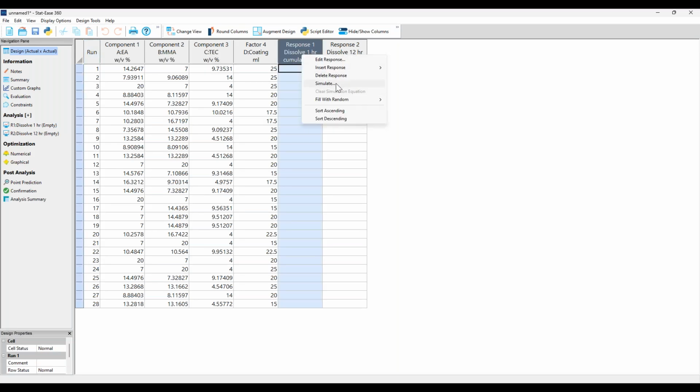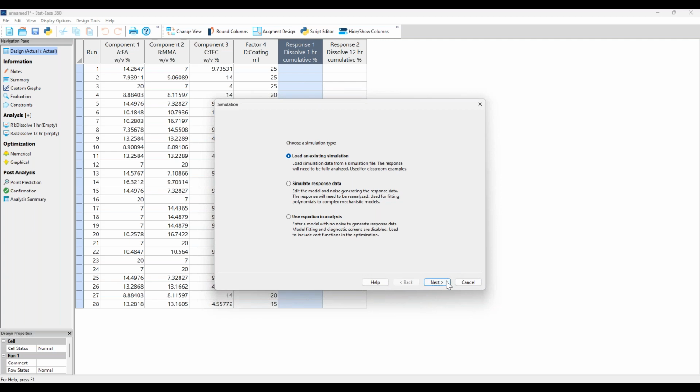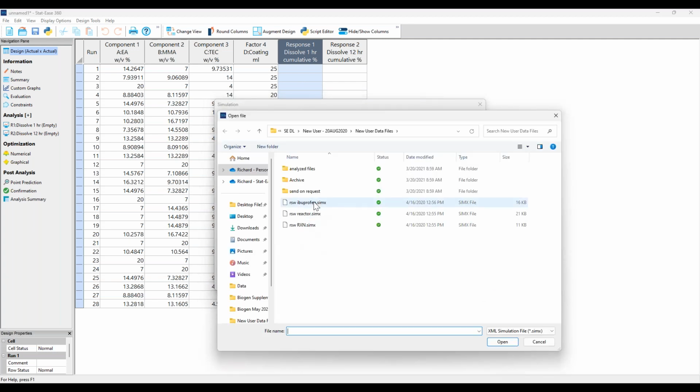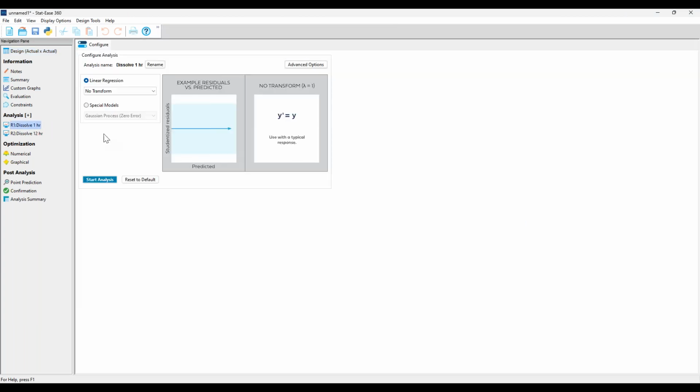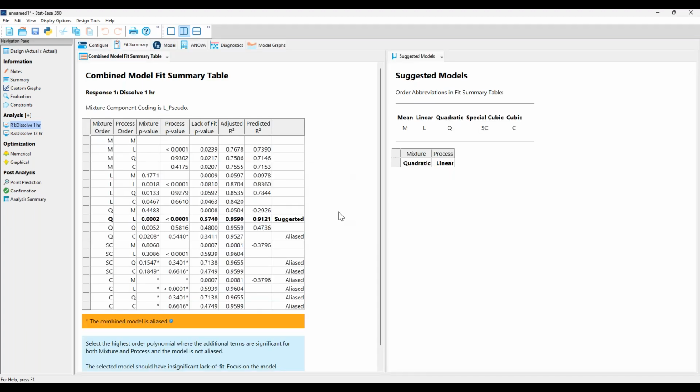I will simulate and get my data. Then we need to analyze our 2 responses. And this is just the same as a response surface, but it's a little more complicated because we are looking at not only the process factors, but the mixture as well. So it's going to recommend a design. We're going to take its suggestion.